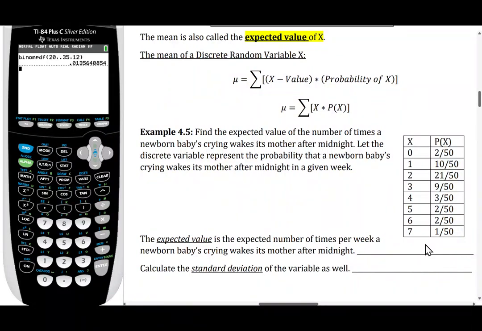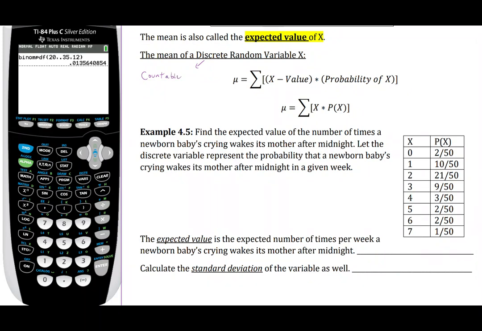Hello, in this video we will look at how we can use the TI-83, TI-84 graphing calculator to calculate the mean or expected value and standard deviation of a discrete random variable or a discrete probability distribution. Recall that a discrete probability distribution is for numbers that are counted or countable, rather than infinite. So we're looking at countable variables.